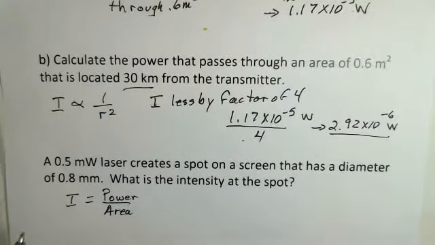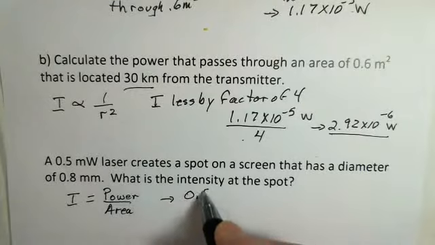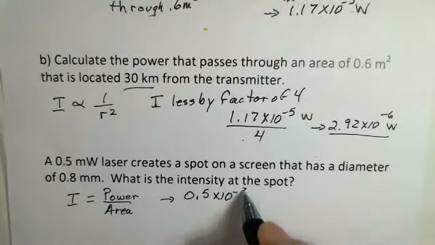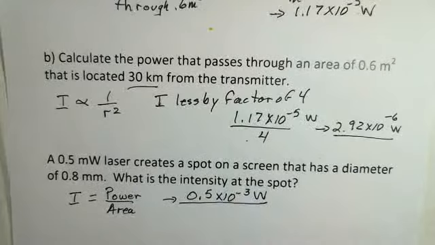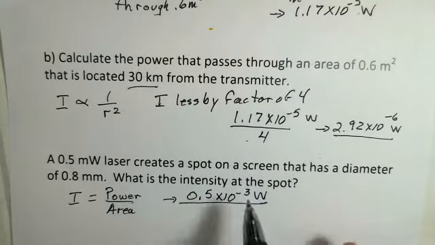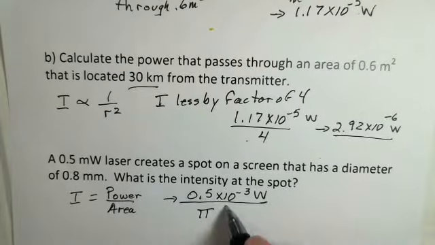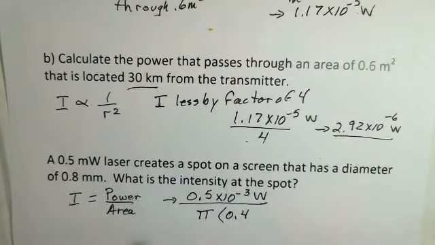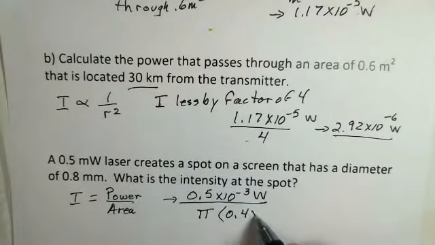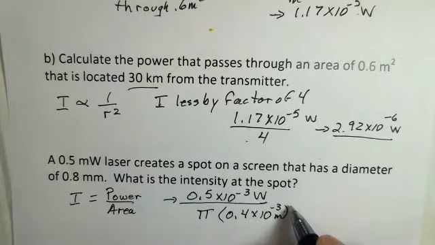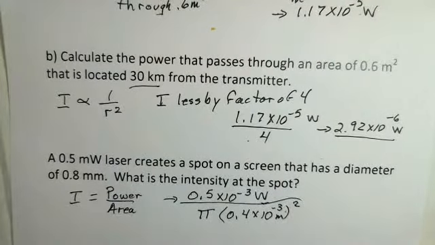For the situation where this 0.5 milliwatt laser has its light spread out on a spot that has a diameter of 0.8 millimeters, well, we're given the power. I do need to make this into standard units, so the milli gets replaced with 10 to the minus 3. The area here is a spot. Let's say it's a circle. That area is pi r squared, so we'd have 0.4. We're given diameter. We have to make radius, and the milli creates a factor of 10 to the minus 3, and then pi r squared. Don't forget the squared operation.